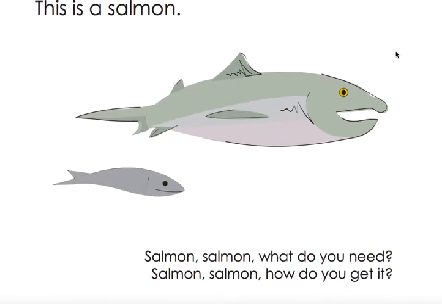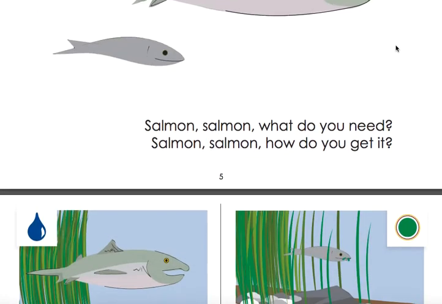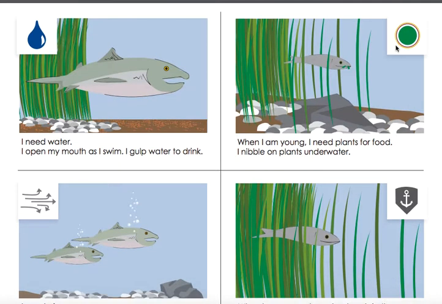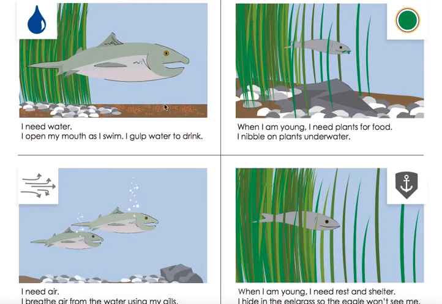This is salmon. Salmon, salmon, what do you need? Salmon, salmon, how do you get it? I need water. I open my mouth as I swim. I gulp water to drink. When I am young, I need plants for food. I nibble on plants underwater.